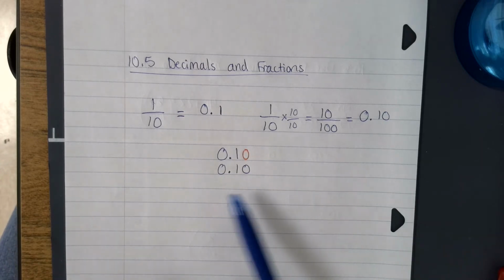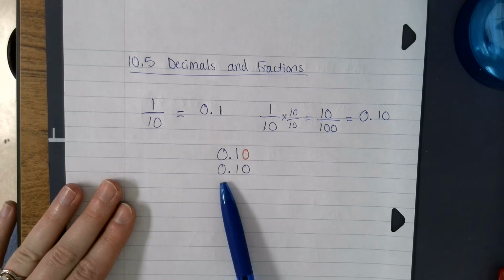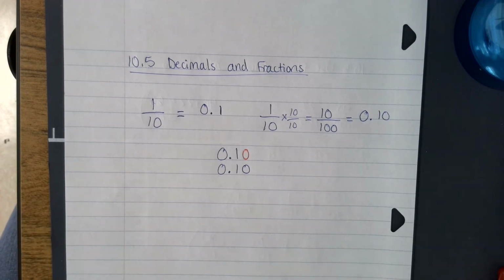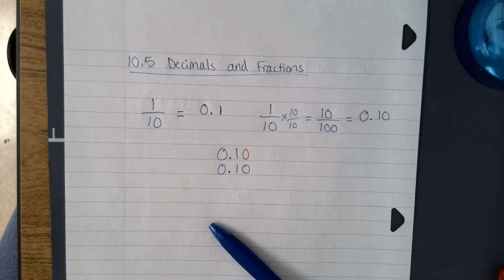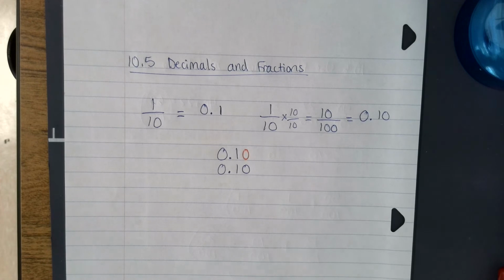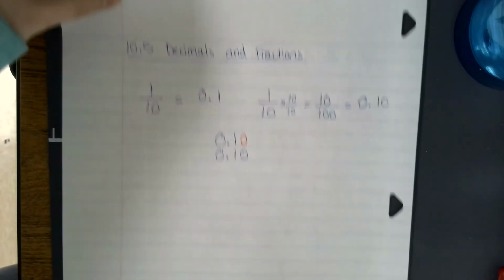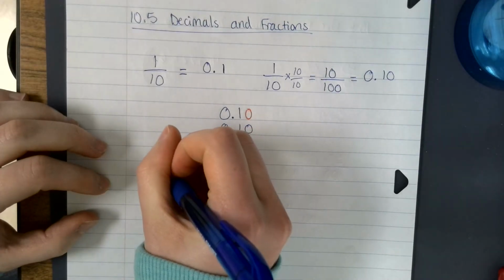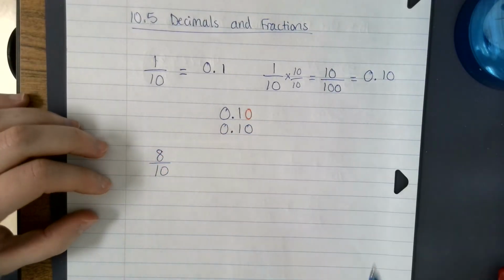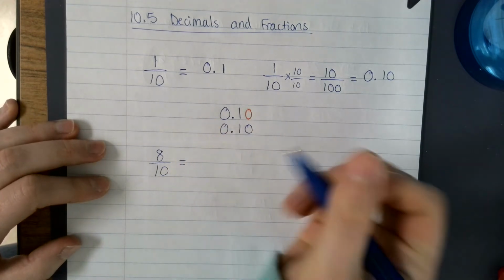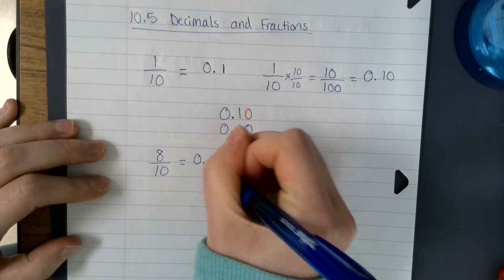So we can use all of this information as we go through learning about decimals to help us maybe compare soon or order decimals, or maybe even to add them in the future. Let's do 8/10 next. So 8/10, if I were to write that as a decimal, it would be 0.8.